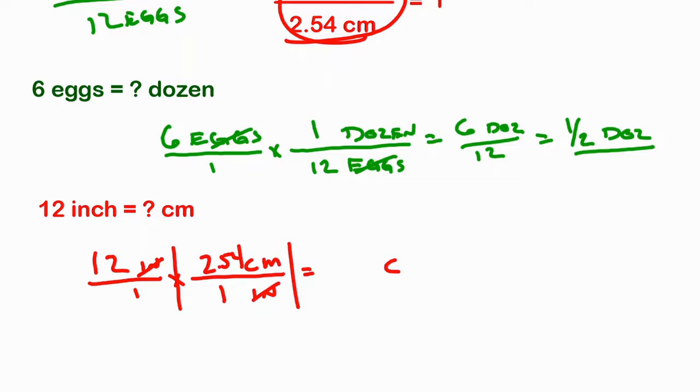12, what's my unit? The only unit left is centimeters. So 12 times 2.54. I don't have my calculator in front of me, but this is going to be, what, 24, 6, about 30, so somewhere around 30 centimeters. You can get your calculator out and do the exact thing.